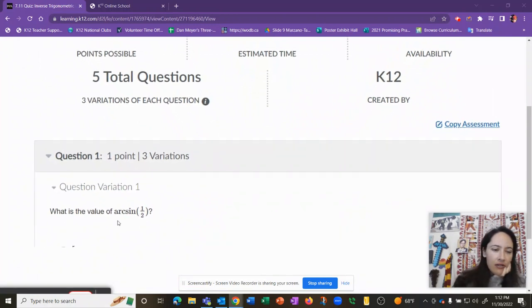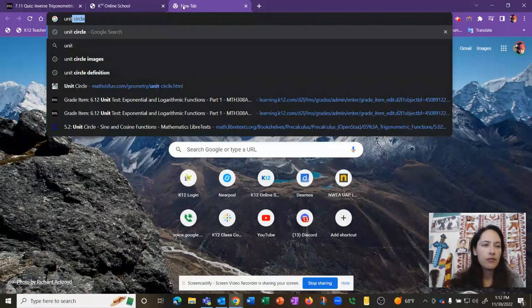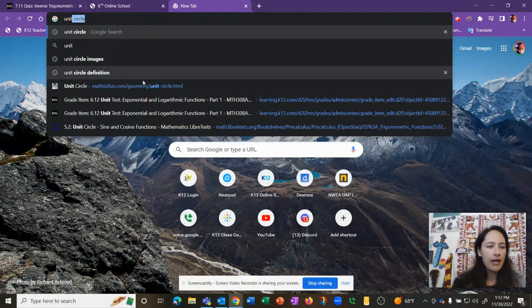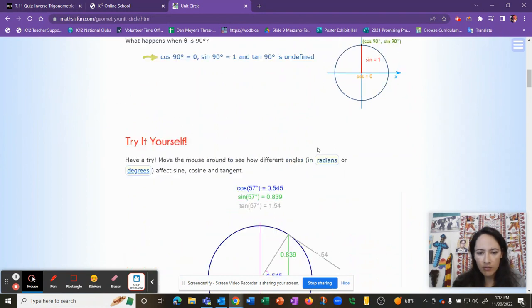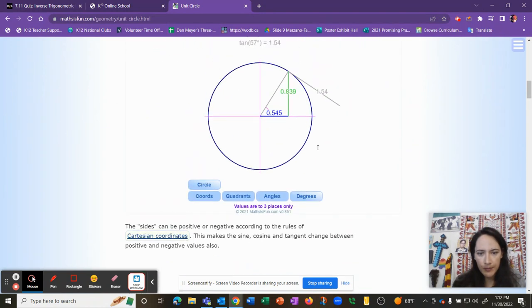What is the exact value of arc sine 1/2? So we have some options here. If we're using the unit circle and not our calculators, then let me pull it up. It's this one. That's cool. Does it give me all of them? No.